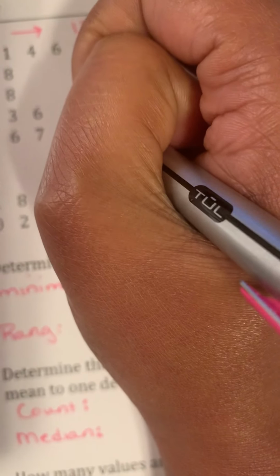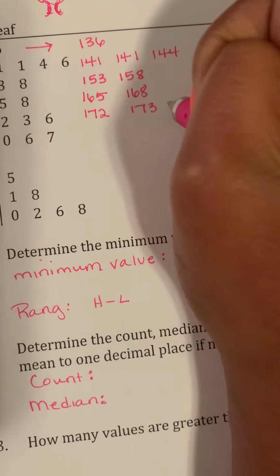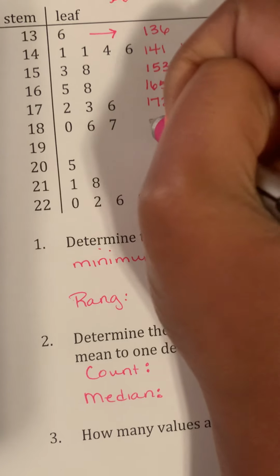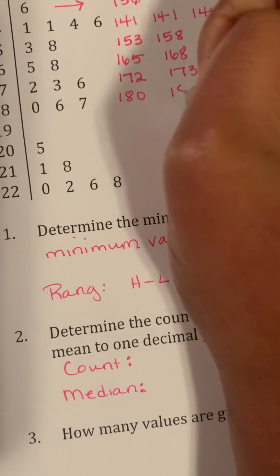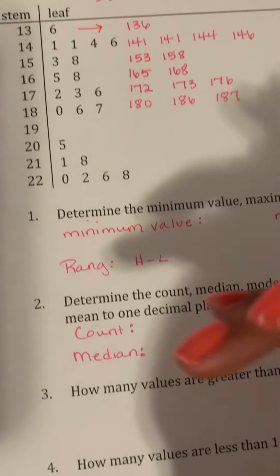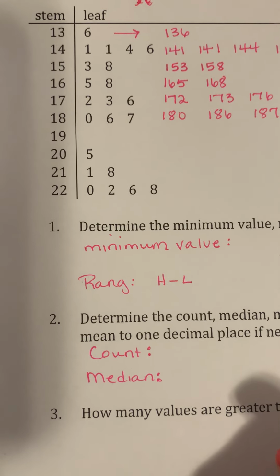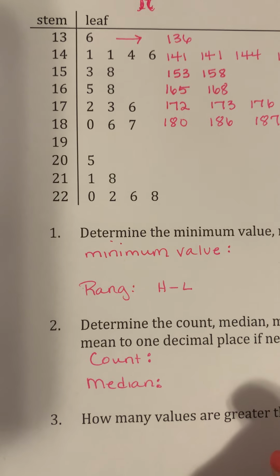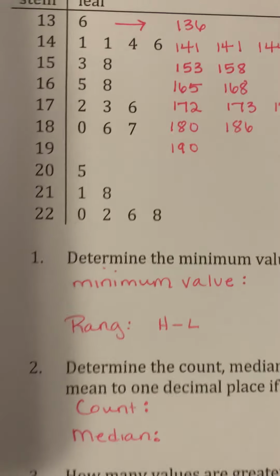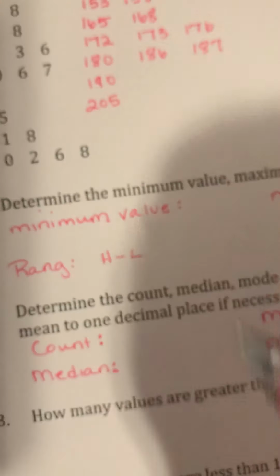My next stem and leaf, so 172. This denotes 173, 176. The next set is 180, 186, 187. Well, Miss Thomas, how would I denote this? How would I write that down? Is that 190? Well, if the stem is 19 and you don't have a leaf, you definitely have 190. The next one is 205.